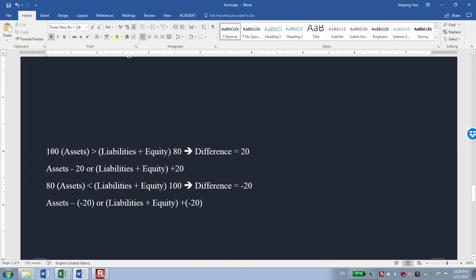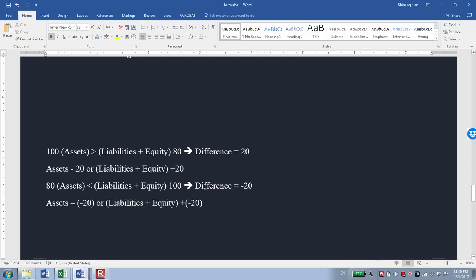For example, if total assets is 100, liabilities and equity is 80, the difference will be positive 20. As I said, there are two different methods. One is to subtract 20 from the assets. So now, after the adjustment, the total assets is 80. Or we add the difference to the right side of the equation, to liabilities and equity. So the balance sheet is still balanced, right? This is the circumstance when assets is greater than liabilities and equity.